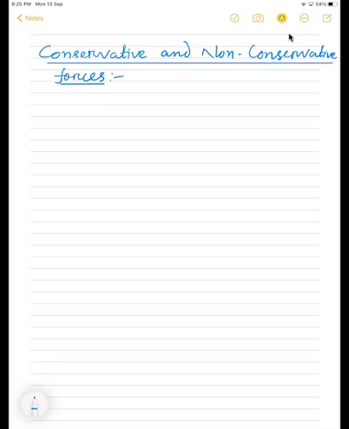Students, conservative and non-conservative means the forces under the action of which work done depends on the initial and the final positions, where the body was when you applied the force, and where the body is after application of the force. It doesn't depend on what path the body covered. You can understand those forces, right?